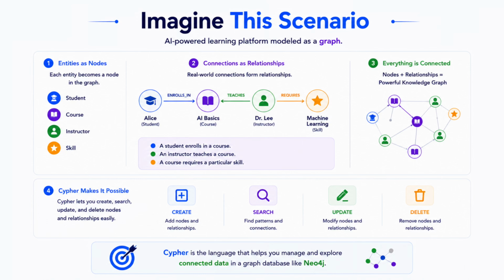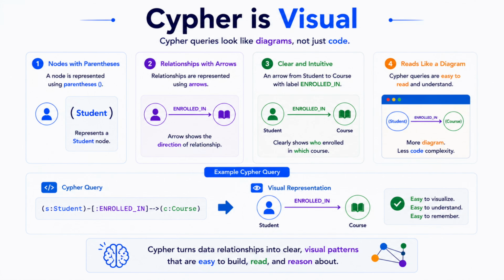One of the reasons developers enjoy using Cypher is because the syntax is highly visual. A node is represented using parentheses. For example, parentheses containing the word student represent a student node. Relationships are represented using arrows. An arrow from a student node to a course node with the label ENROLLED_IN clearly shows the direction of the relationship. When you read a Cypher query, it almost looks like a diagram instead of code.